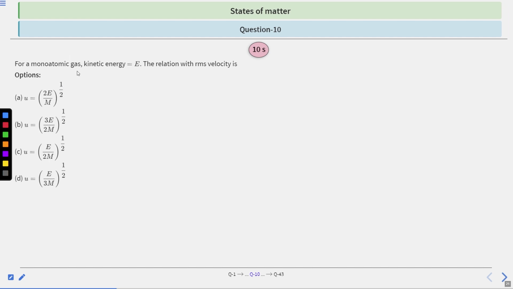For a monoatomic gas, kinetic energy is equal to E. The relation with RMS velocity is: options are U will be equal to under root 2E upon M, U will be equal to under root 3E upon 2M, U will be equal to under root E upon 2M, and U will be equal to under root E by 3M. You have 10 seconds to solve this question by yourself. After that, we will see the answer.